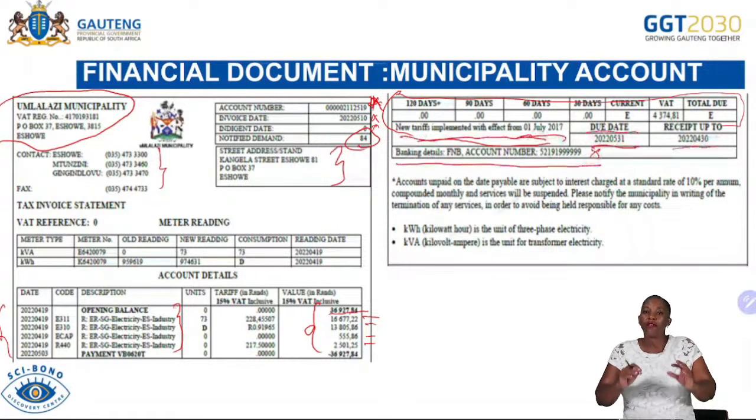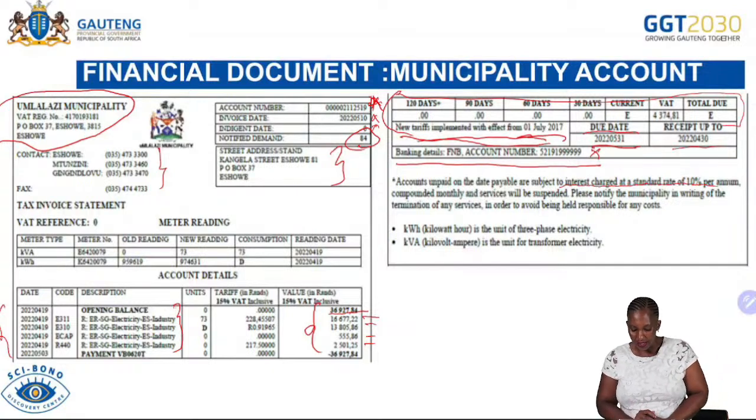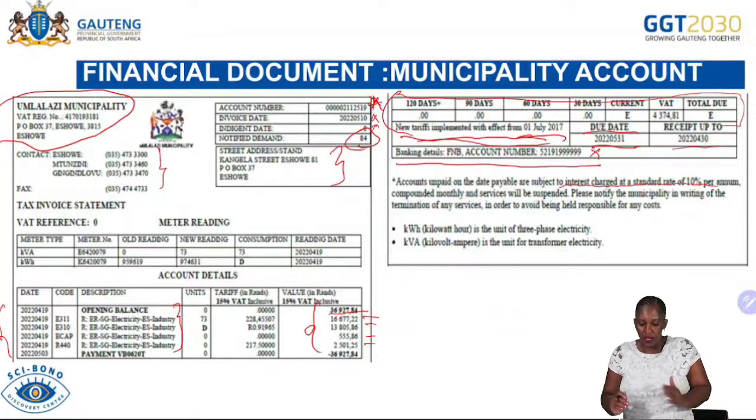So they even give you the notes on that statement to say accounts unpaid on the date payable are subjected to interest charged at the standard rate of 10% per annum compounded monthly, and services will be suspended. Please notify the municipality in writing of the termination of any services in order to avoid being held responsible for any cost. They even show you the kilowatt hour.